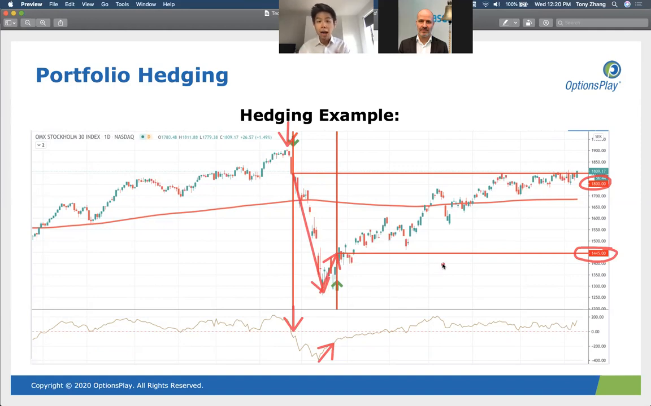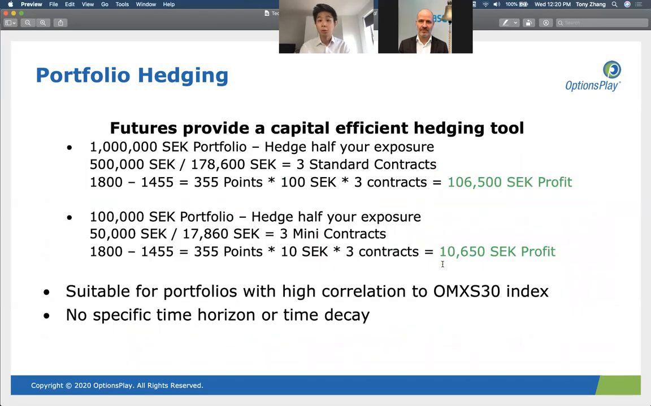I want to show you how a portfolio hedge would look if you have a stock portfolio that you're looking to hedge. So number one, futures, again, provide a very capital efficient hedging tool. And it's suitable for any portfolio that generally has a high correlation to the OMXS30. So if you have a broad-based Swedish equities portfolio, you could potentially use the OMXS30 as your hedging tool.